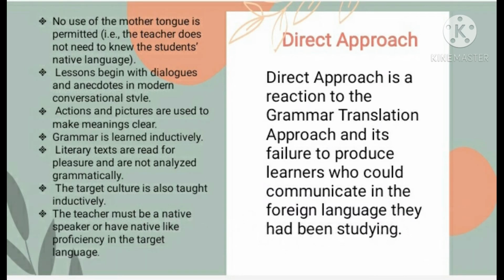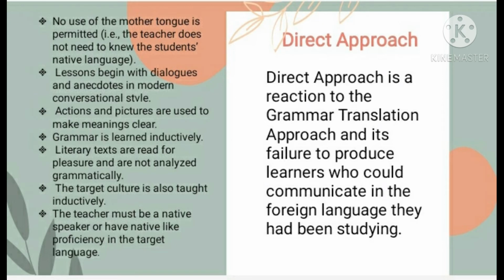We move to the direct approach. The direct approach is a reaction to the grammar translation approach and its failure to produce learners who could communicate in the foreign language they had been studying. And these are the principal characteristics. The first is no use of the mother tongue is permitted. For example, the teacher doesn't need to know the students' native language.